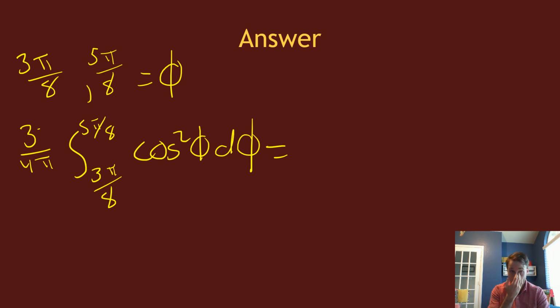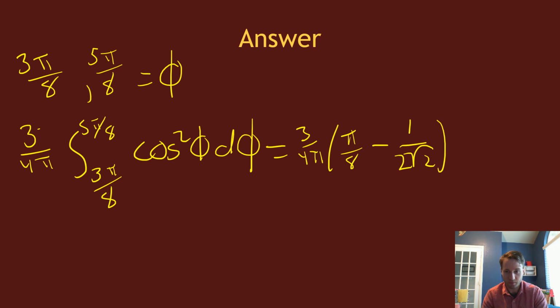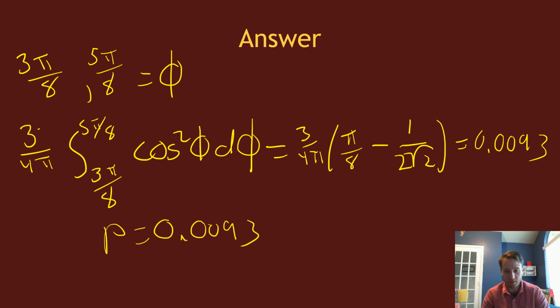Use Wolfram Alpha or something else like that to solve this integral, okay? And you're going to get that this is equal to 3 over 4 pi times pi over 8 minus 1 over 2 square root of 2, which ends up being 0.0093. So the probability here is equal to 0.0093, or less than 1%. Right, so less than 1% of the time you're located at pi over 2 versus being located at pi.